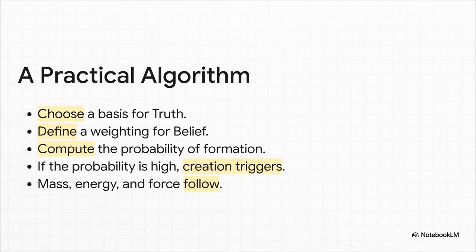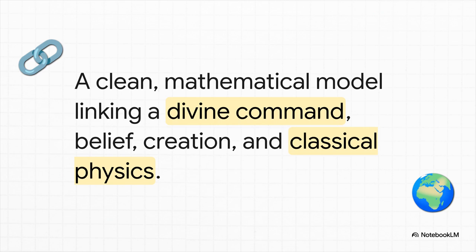So when you boil it all down, the whole model is really a practical algorithm. It's a step-by-step process that gives you a clean line from quantum potential all the way to classical physics, using these incredible variables: truth and belief. Really, the main thing to take away from all this is that the framework gives us a complete, testable, mathematical link. It starts with an abstract command, filters it through belief, and ends up with the hard physics of the world we can actually see and touch.